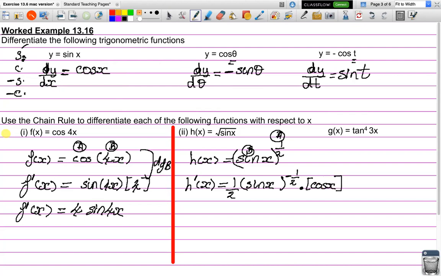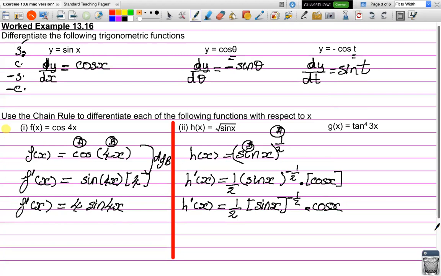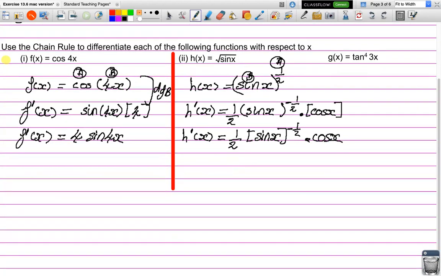And that's, just tidy it up, h dashed x is equal to 1/2, open bracket, sine x to the power of minus a half on cos x. And that's a perfectly acceptable way of writing it. Now, we're going to go on and we're going to do the tan x.